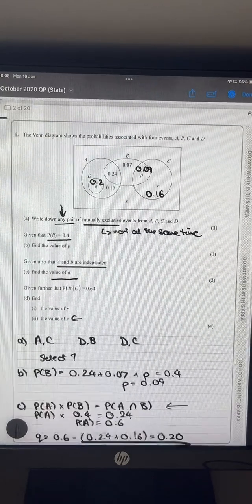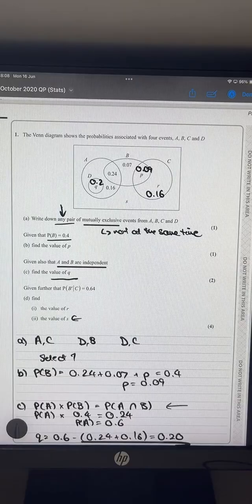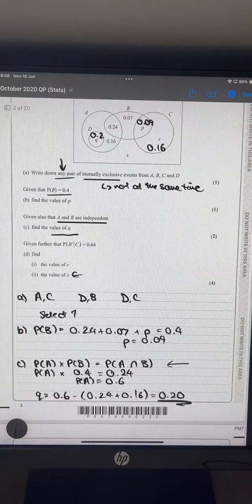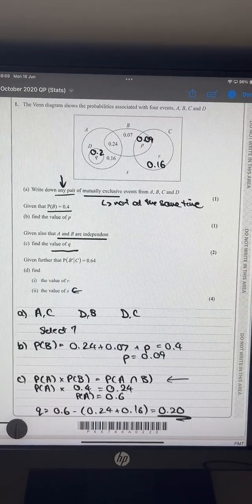In my opinion, probability questions are my favorite type of questions in the stats paper just because they're not as messy. They're a bit more like puzzle-like and problem-solving skills-like. But does this make sense to everyone? I'm just going to check the comments.